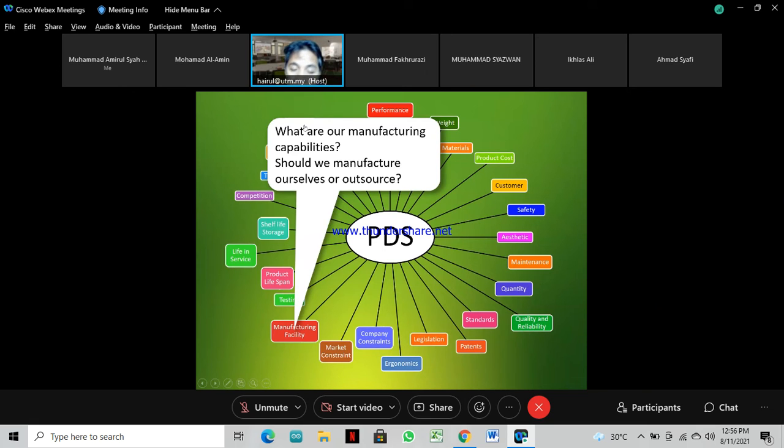Look, sometimes you end up with your final concept, the concept that you generated, and your company cannot fabricate it. They need to buy a special kind of machine. For example, to do the tooling for your component, they need to buy a CNC machine. They don't have a CNC machine. That becomes costly. They have to invest money to buy a million-ringgit CNC machine. Cannot lah.